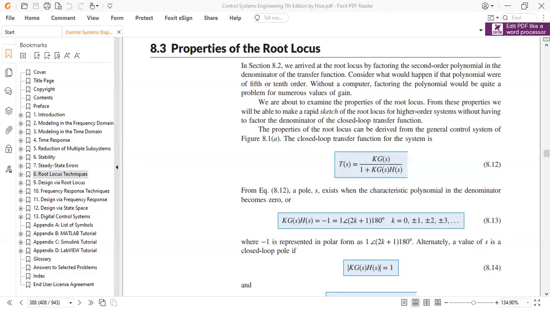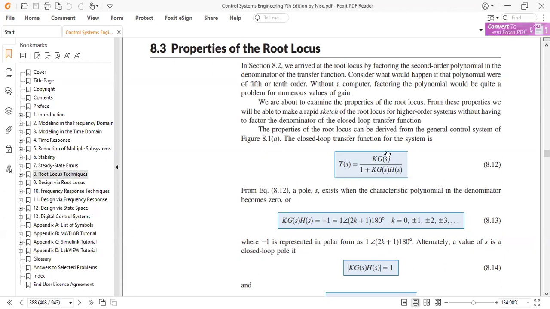So, do you have any questions from the last lecture that we had regarding root locus techniques? Any questions? Okay. So we'll start with the control systems root locus techniques, and today we have the properties of root locus under consideration.